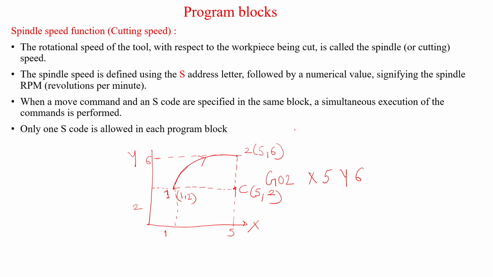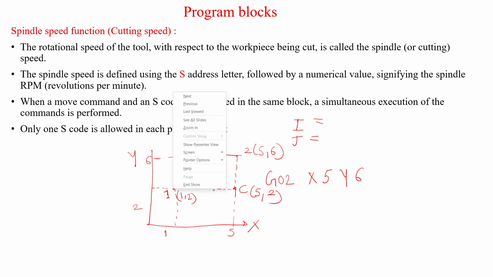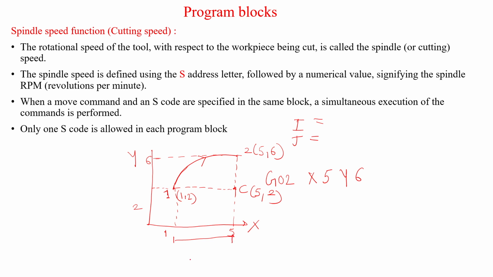Now I need to find what is I and what is J. Right? I is what? The distance of the center from the initial position. So initial position is this and C is this. So what is the distance from 1 to C? This is the X distance, right? So this is 4. So I is 4. Fine.